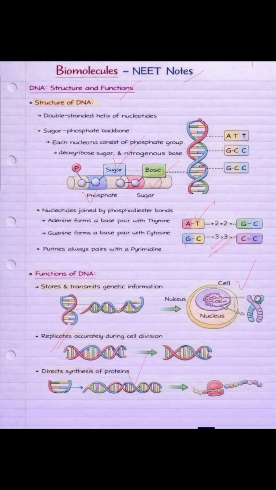Nucleotides are joined by phosphodiester bonds. DNA stores genetic information, replicates before cell division, transfers hereditary characters, directs protein synthesis and controls all cellular activities.